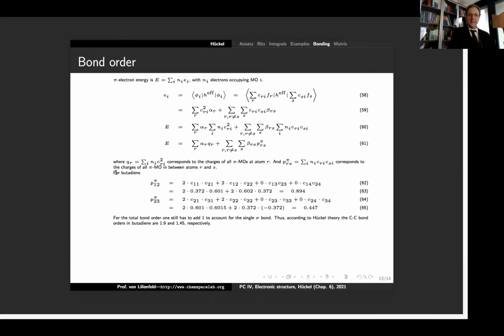So let's exemplify this. For butadiene, remember, you have a double bond, a single bond, and a double bond again, right? So it's interesting to look at the bond between 1 and 2, and the bond between 2 and 3. The bond between 3 and 4 is going to be like the bond between 1 and 2, right? So we don't care about that. So in butadiene, we had these coefficients.